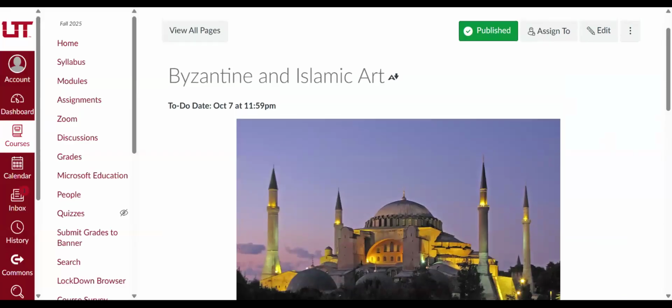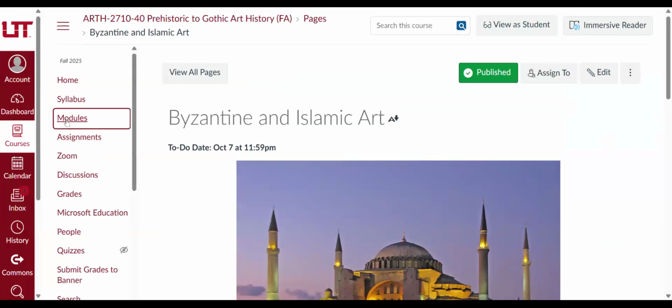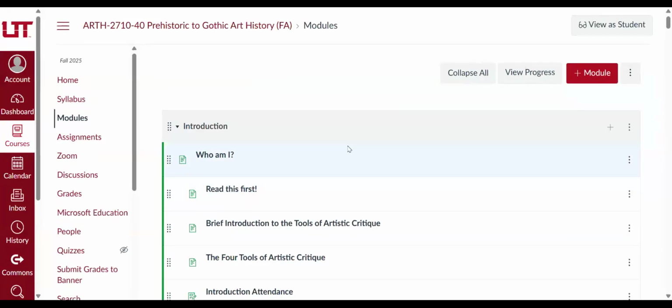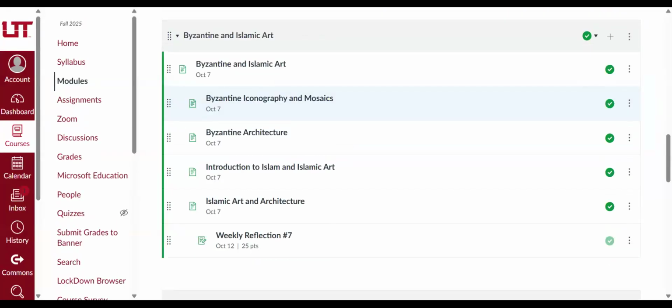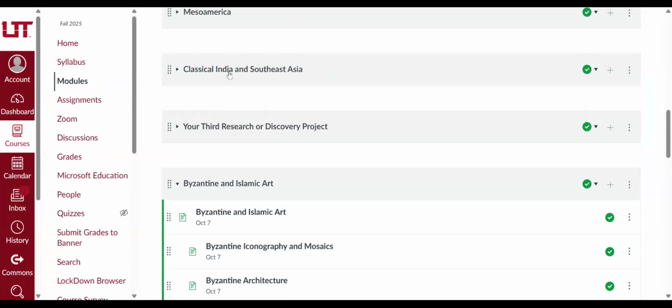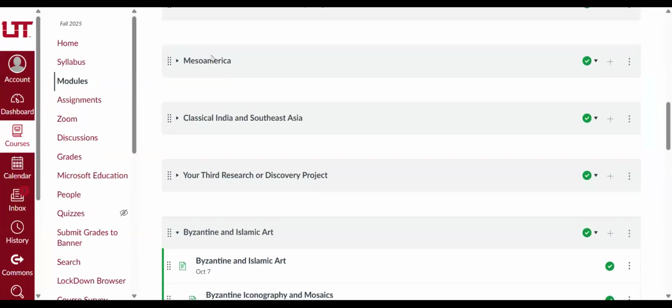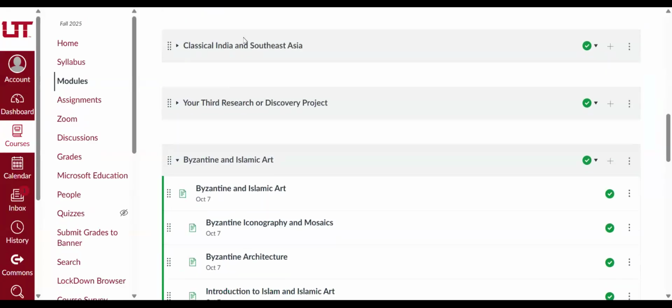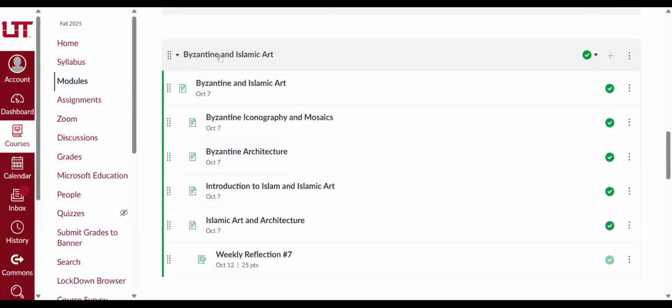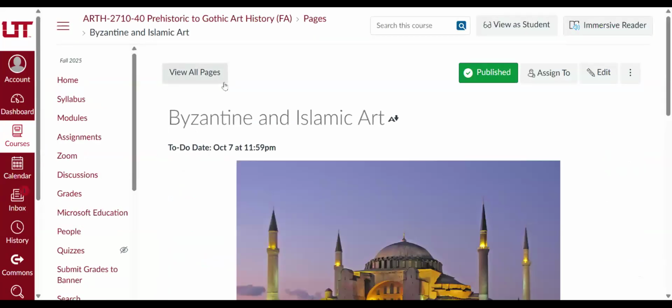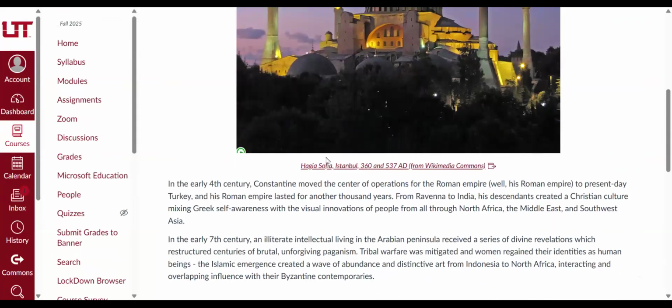and Islamic art. Now, if you remember, the module right before this, if I can find that, classical India and Southeast Asia. And then before that is Mesoamerica. We are jumping around. Mesoamerica is about 1,000 to 1,300. Classical India, we're dealing with about 200 BC to about 1100 AD, right around that area. Byzantine and Islamic art, we are talking about right around the 7th century and forward a bit.